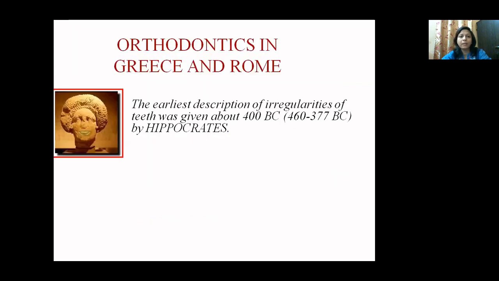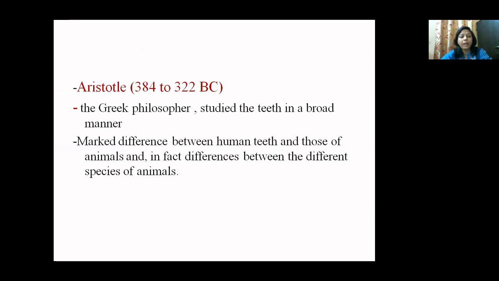Next, in this video, we are going to discuss the history of orthodontics overall, from where it began till date. The earliest description of irregularities of teeth was given about 400 BC by Hippocrates. In 384 to 322 BC, the Greek philosopher Aristotle studied the tooth in a broad manner, and he stated that there is a marked difference between human teeth and those of animals. He also stated that there is a difference between the teeth in different species of animals.